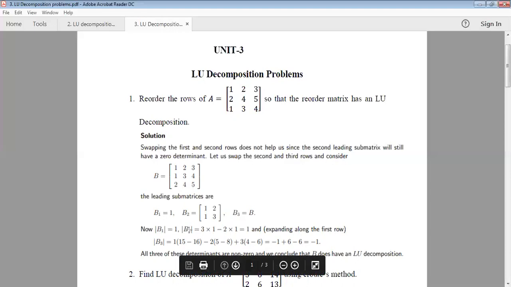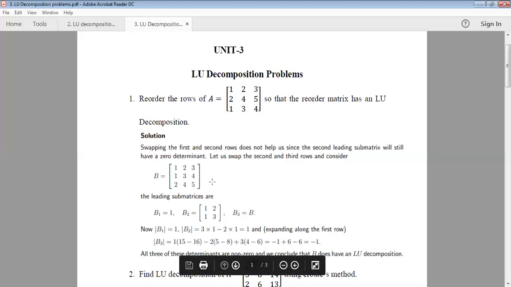Now the leading principal minor of order 2. For this, you have to delete the last row and last column. The last row is 2, 4, 5 and the last column is 3, 4, 5. The remaining matrix is [1, 2; 1, 3], and we calculate its determinant. So the leading principal minor of order 2 is the determinant of B2, the determinant of [1, 2; 1, 3]. What is this value? 1 into 3, 3, minus 2, equals 1.